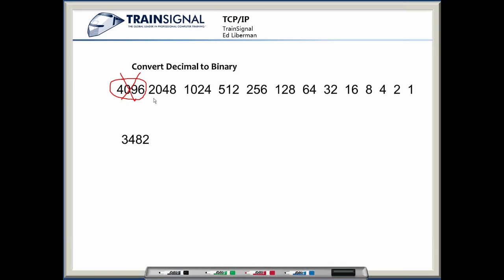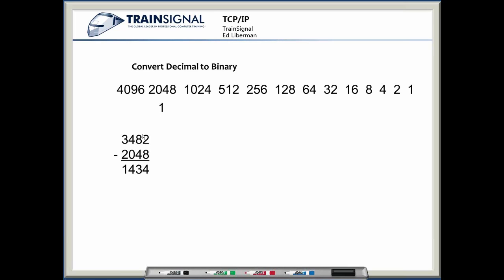What I'm going to do is take this 2,048 and put a 1 underneath. So we put a 1 under 2,048, and then we subtract it from 3,482. And again, hopefully you can even do this on paper. I encourage it. I'll explain why I don't like the calculator, but just for now, let's see if we can do this on paper.